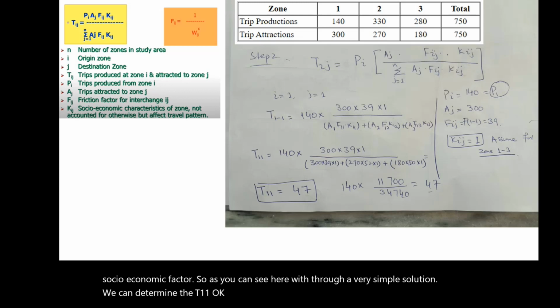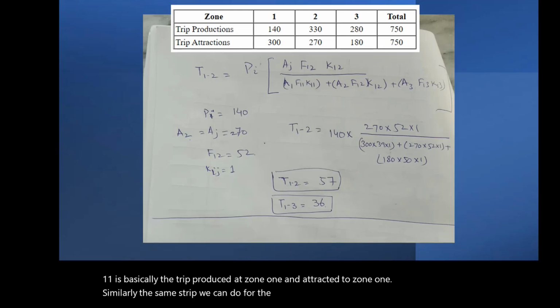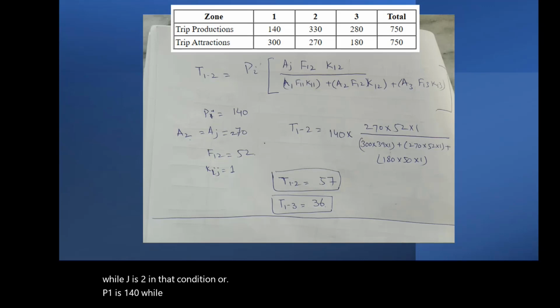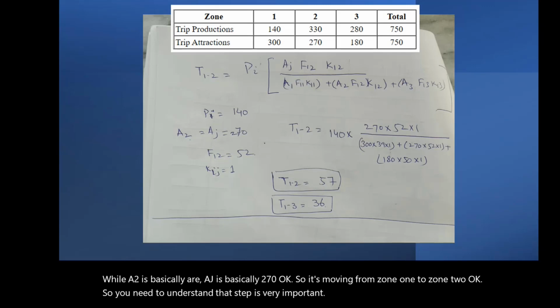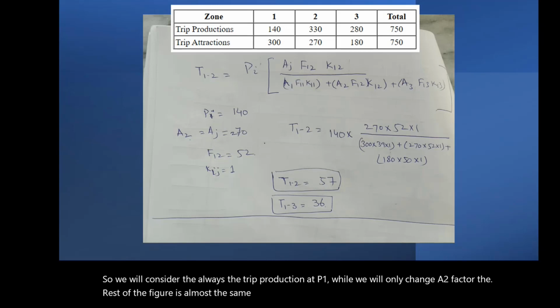Again, T11 is basically the trip produced at zone 1 and attracted to zone 1. Similarly, the same step we can do for the trips generated from zone 1 to 2. So Tij, where I is 1 while J is 2. In that condition, P1 is 140 while A2, or Aj, is basically 270. So it's moving from zone 1 to zone 2. You need to understand that step. It's very important. We will always consider the trip production at P1 while we only change the A2 factor. The rest of the figures are almost the same, so A11, F11, K11, and so on. So we can identify T12 and T13 easily.